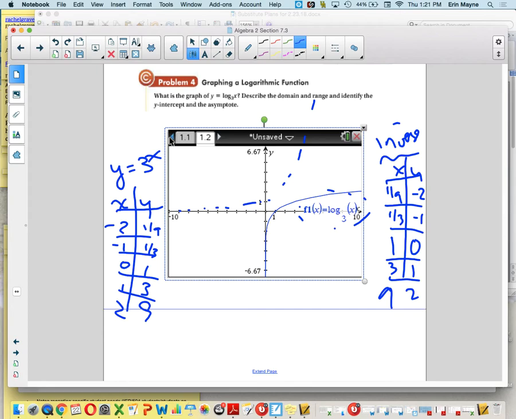Do you see that? What would be a logical next one to list? 27. Yes, 27 what? 3. If you're really good at your powers of 3, what's next? 81. So notice your inputs now are your powers of 3, and your outputs are the exponents that are those powers. So, you ready? Got it? This is what's going to happen.